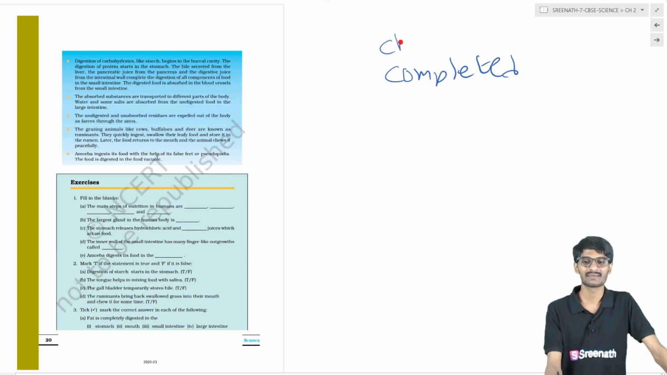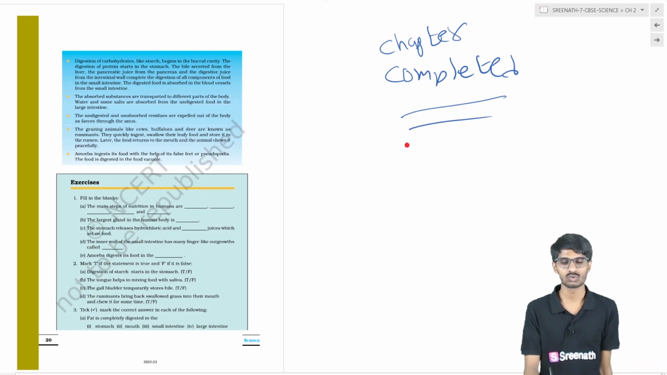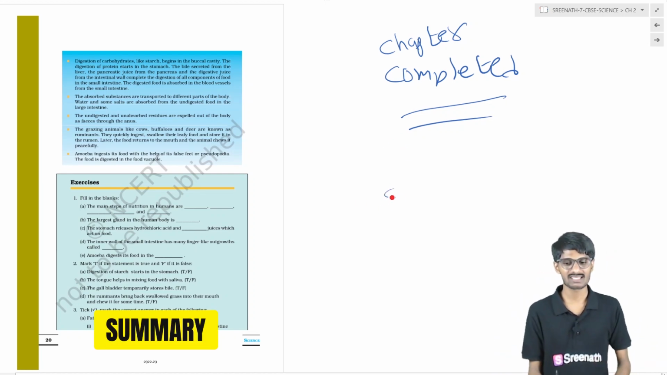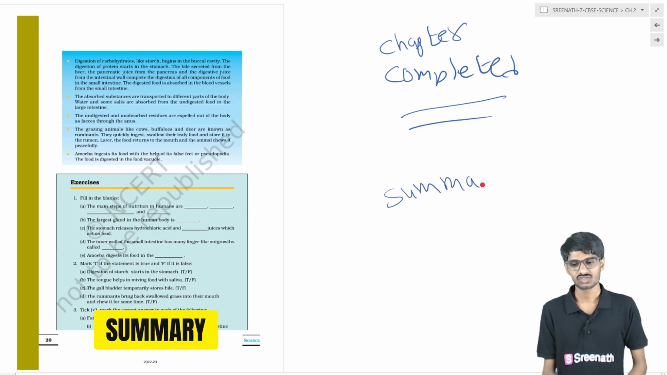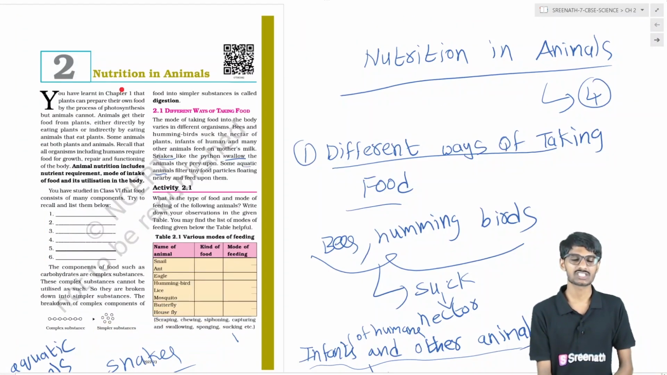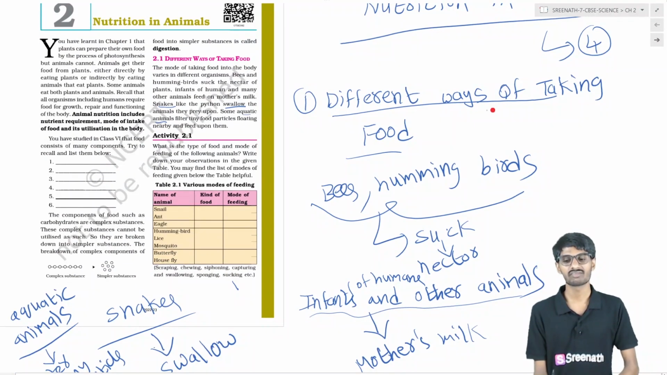So our chapter is completed, students. Now we are going to have the summary session, a quick summary of the whole chapter. The chapter name is Nutrition in Animals. Its first topic is different ways of taking food.